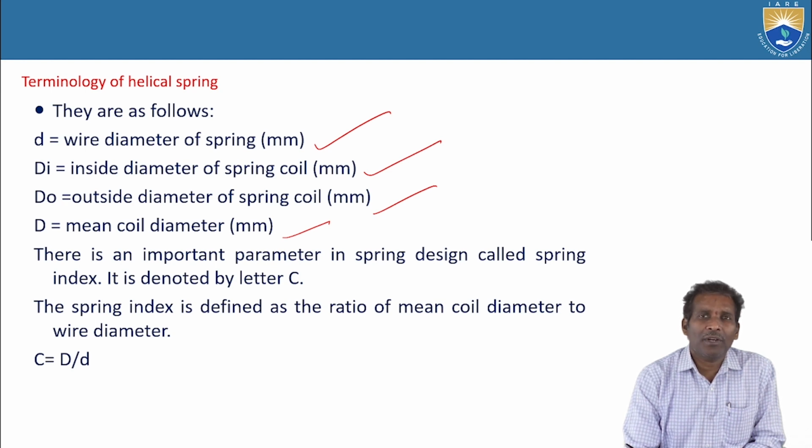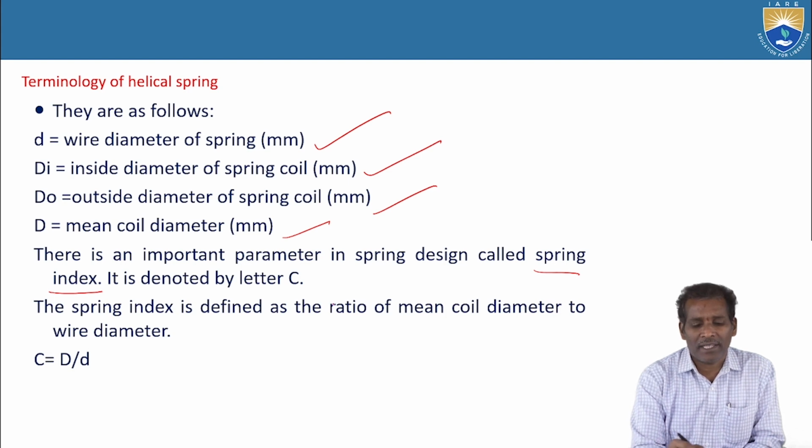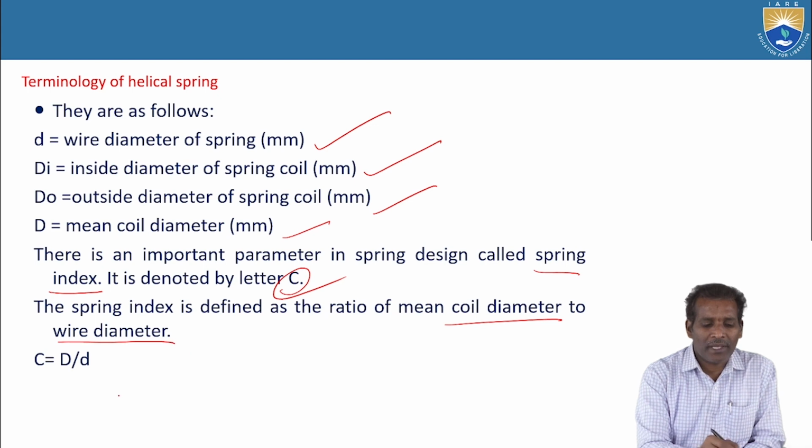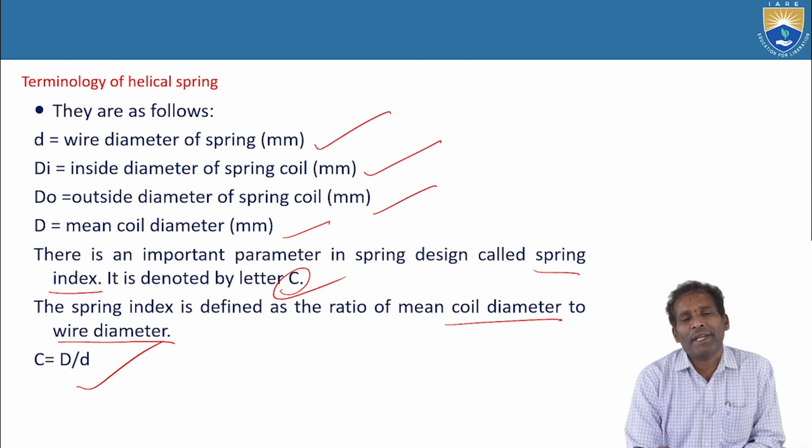There is an important parameter in spring design called spring index. It is very, very important. It is denoted by letter C. The spring index is defined as the ratio of mean coil diameter to wire diameter. So you can write C equals D by d. You can find the spring index while solving problems by using this relation.